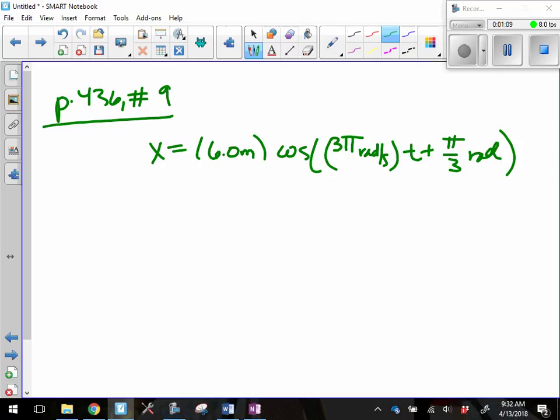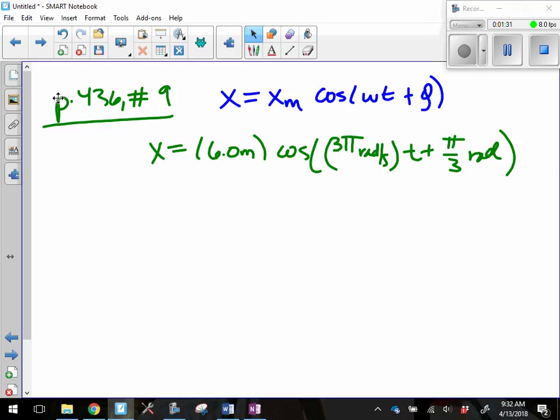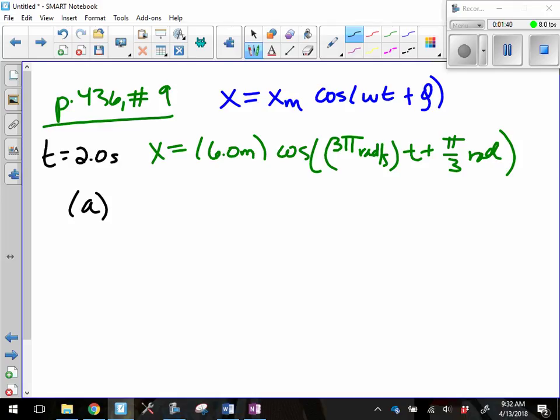Okay, so we got to find a whole bunch of stuff. So this is our equation here. And the general equation that goes with this, remember, is x equals xm cosine omega t plus phi, which may help us figure out what some of the things are that we need to find. So we're supposed to be doing everything for t equal to 2 seconds.